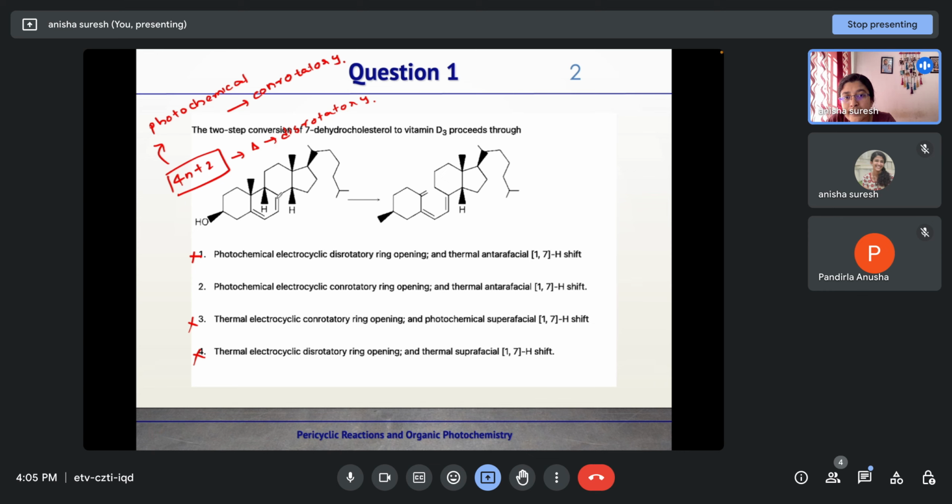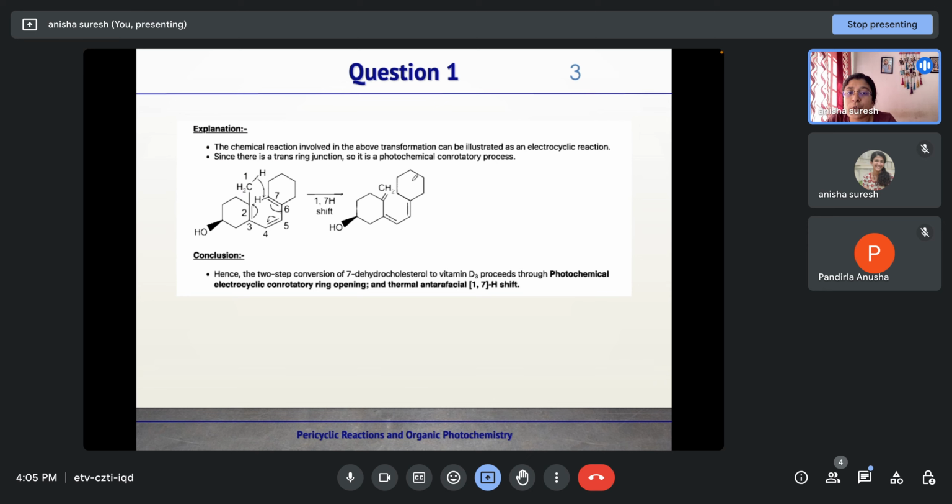Since this is a trans ring junction, it is a photochemical conrotatory process. And you can see this is the methyl group, so we can number from the methyl group: 1, 2, 3, 4, 5, 6, 7. A 1,7 hydrogen shift is taking place. So the hydrogen will shift to here, this double bond will shift here, this double bond will shift here, and this double bond will shift here, leading to the formation of an exocyclic double bond. So that is what is taking place here.